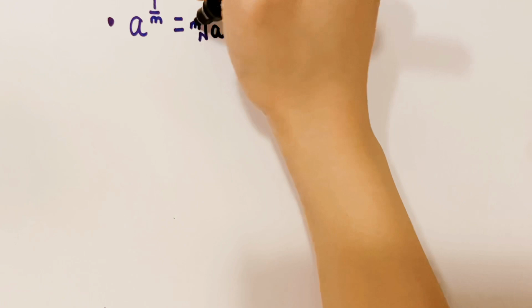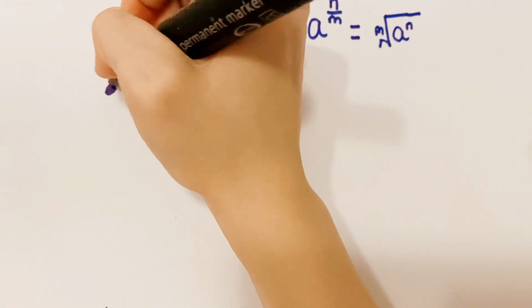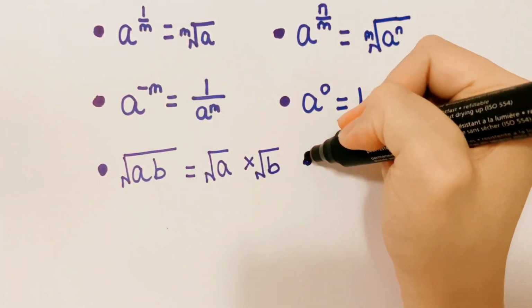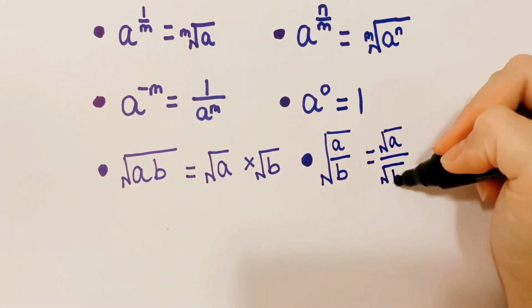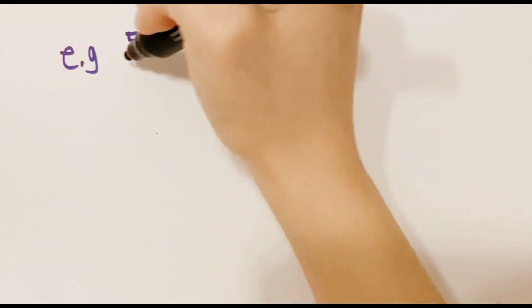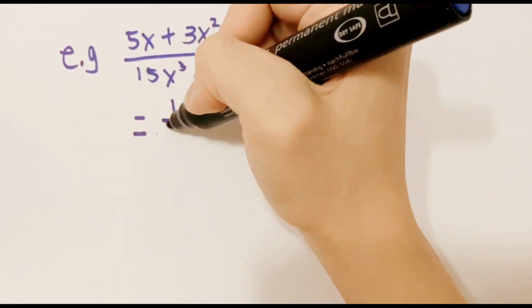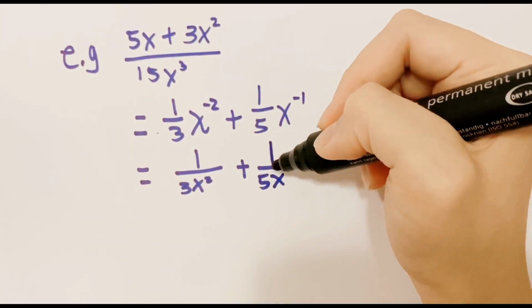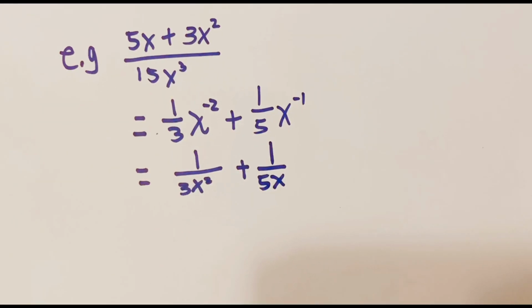And here are some more laws of indices, which will work with any rational power, which you will need to understand and remember for your exam. And this is an example of this, in which you would divide the corresponding letters with letters and numbers with numbers. Then you would write your answer in its simplest form.